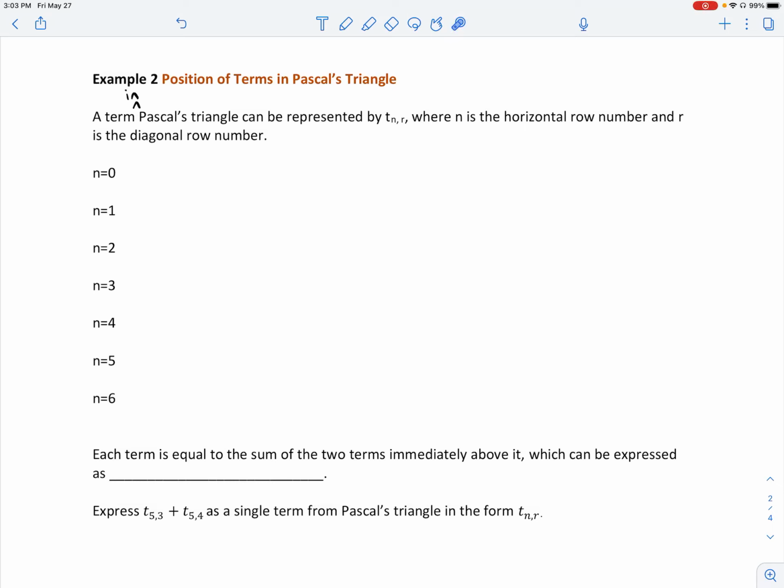In this one, we're going to look at the position of terms in Pascal's triangle. A term in Pascal's triangle can be represented by T subscript n of r, where n is the horizontal row number, like we did in the last example, and r is the diagonal row number. So let's go ahead, we'll just write out the triangle first.